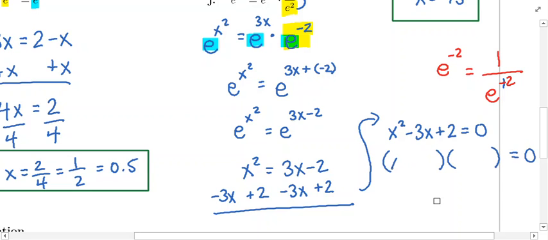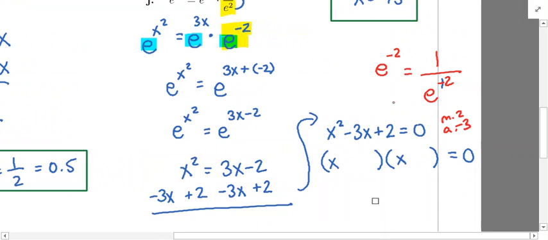So x squared will break down into x times x. And then we need two numbers that multiply to be positive 2 and add up to negative 3. That's going to be negative 2 and negative 1. If you multiply them, negative 2 times negative 1 is positive 2. If you add them, negative 2 plus negative 1 is negative 3. So this should factor into x minus 2, x minus 1.